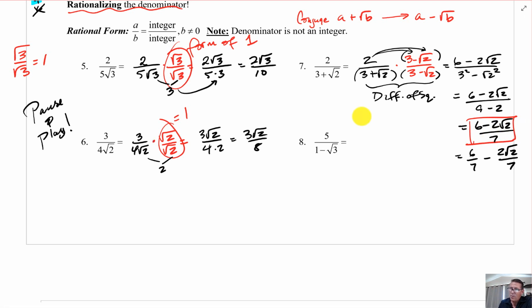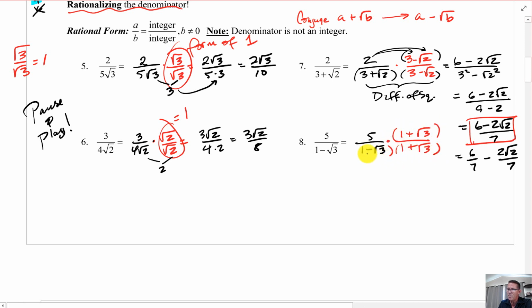Okay, now I want you guys to do it. So take 5 divided by 1 minus rad 3. Go ahead and multiply it by another form of 1. Pause the video and go for it. Okay, I'm assuming that you went for it, so I'm going to multiply it by 1 plus root 3. Notice that I put parentheses around all the binomials.